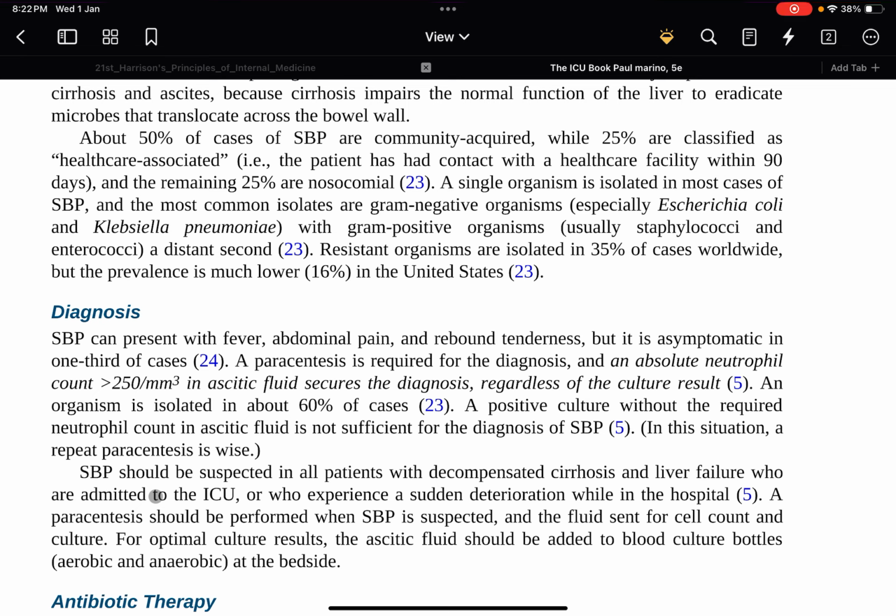SBP should be suspected in all patients with decompensated cirrhosis and liver failure who are admitted to the ICU or who experience a sudden deterioration while in the hospital.